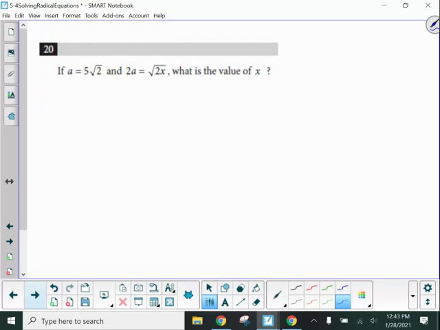I'm actually going to skip this one for right now. This was an SAT question that does deal with radicals. What you have here says, if a is equal to this radical and 2a is equal to the square root of 2x, what's the value of x? You would have to substitute in the 5 square root of 2 for the a, and then go through, square both sides, and solve for your x. So we're going to skip this one for right now.